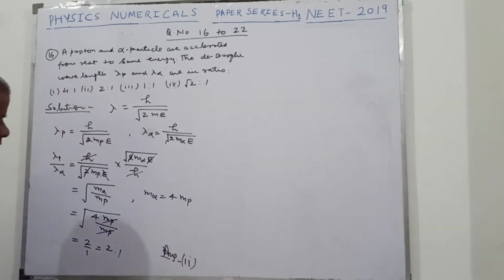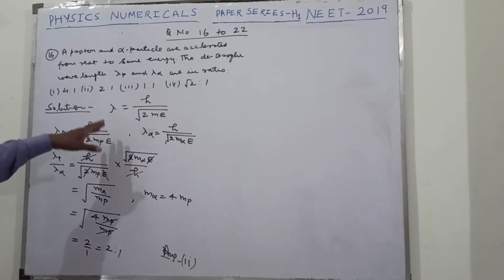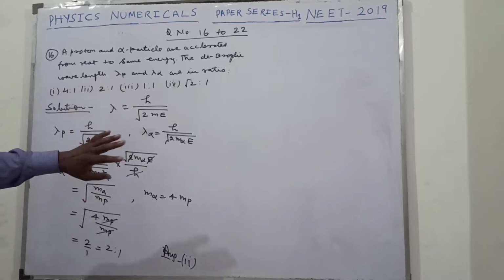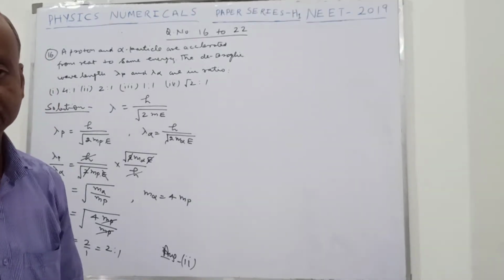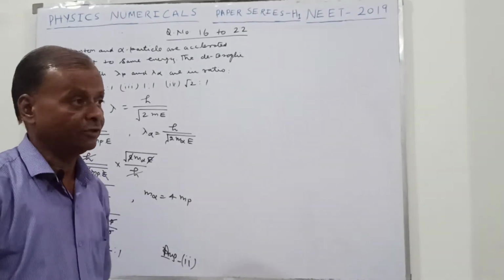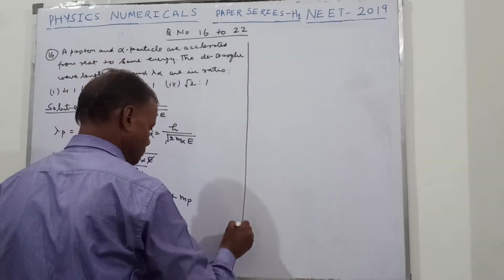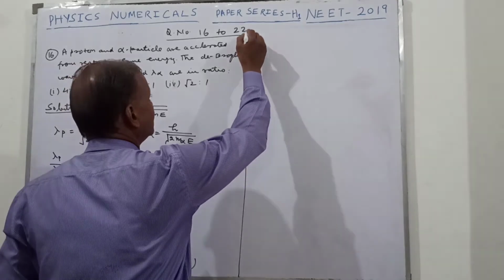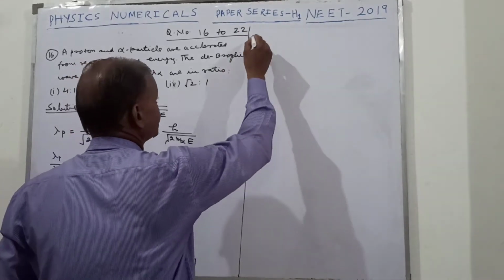This is now second. So what you do is, as you read the question, directly apply the formula and see the energy is the same. And remember that the mass of the alpha particle is approximately 4 times the mass of the proton. And then you find the ratio. Now I am taking question number 17.